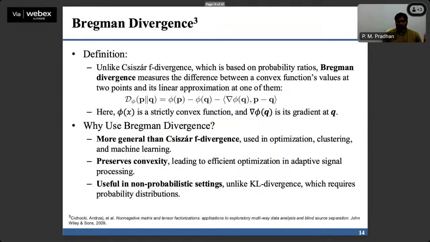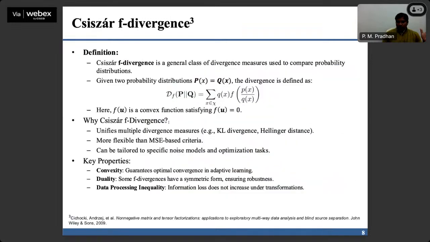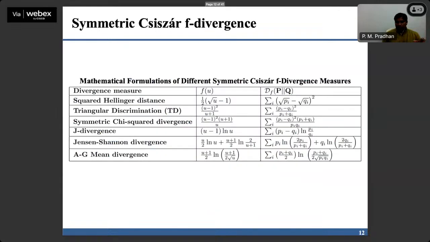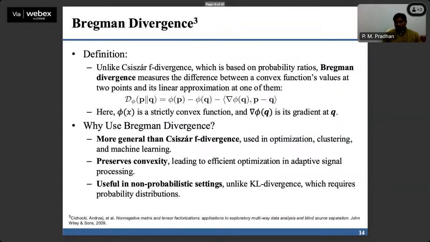Similarly, there is another category of divergence called Bregman divergence. If you go back to the previous case, the divergence was linked to the ratio of the two PDFs, P(x) and Q(x). Okay, so the function f was linked to the ratio of P(x) and Q(x). Now, if you look at the Bregman divergence, again, this is linked to the gradient of one of the PDFs.